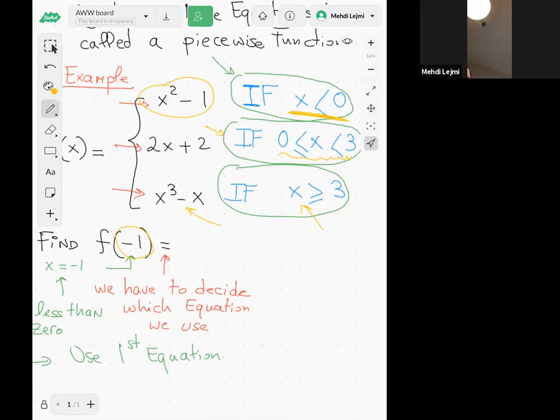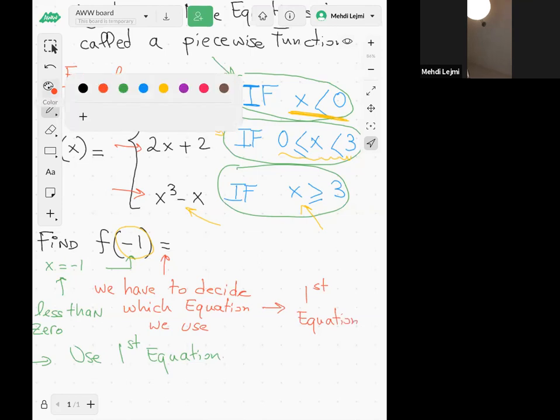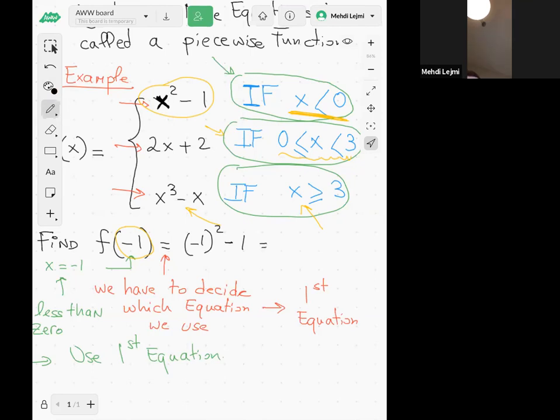So here, to answer this question, we have to decide which equation to use. So then it turns out that we have to use the first equation, right? So then f of -1 would be, so here it's x squared minus 1. So it's -1 squared minus 1, right? I just replace this x here by -1. So of course, -1 squared is -1 times -1, that'll be +1. So that's +1 minus 1. And so the answer is 0. Okay.